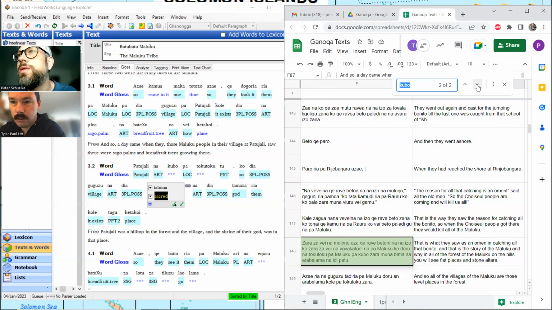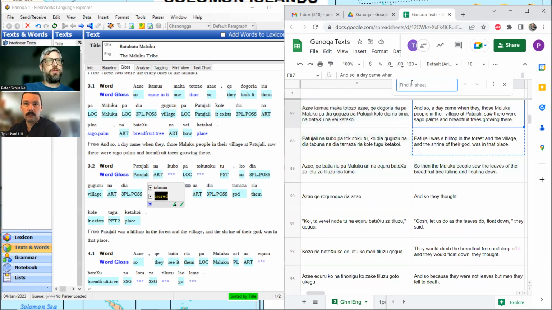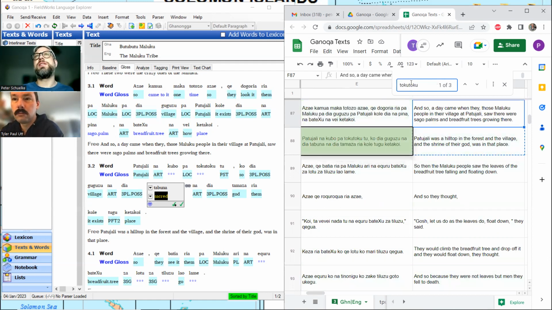And catching all the bonito in the stories of the Maluku, and where the forest and the Maluku on the hills. Oh, we get forest and hills in both, and we get toku and kumbo in both. But the order is reversed here, so I think it's pretty convincing that the translator gave us a clue that toku is forest and kumbo is hills. If there are any more mentions of forest, though, we can easily... Yes, there is. There's a third one.